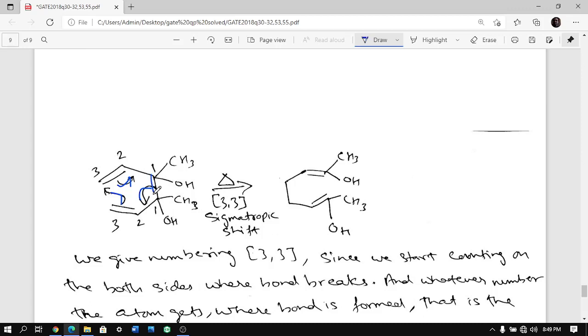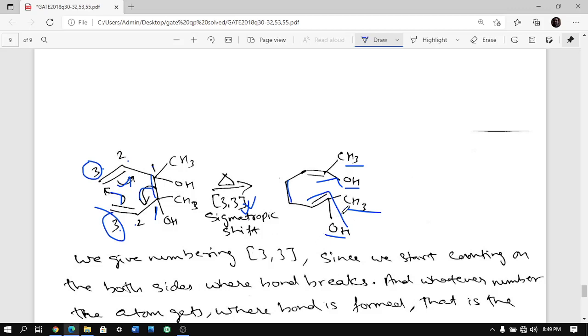And you are getting, because you are breaking here, you start counting from both sides: 1, 2, 3. Similarly here 1, 2, 3. So this comes here, this comes here, this comes here. So you get this bond, and you are having CH3 and OH, and here you are having CH3 and OH, right? So the bond formed here. What was the number here? 3 and 3, and therefore the numbering is 3,3 sigmatropic shift. Now you are having enol.